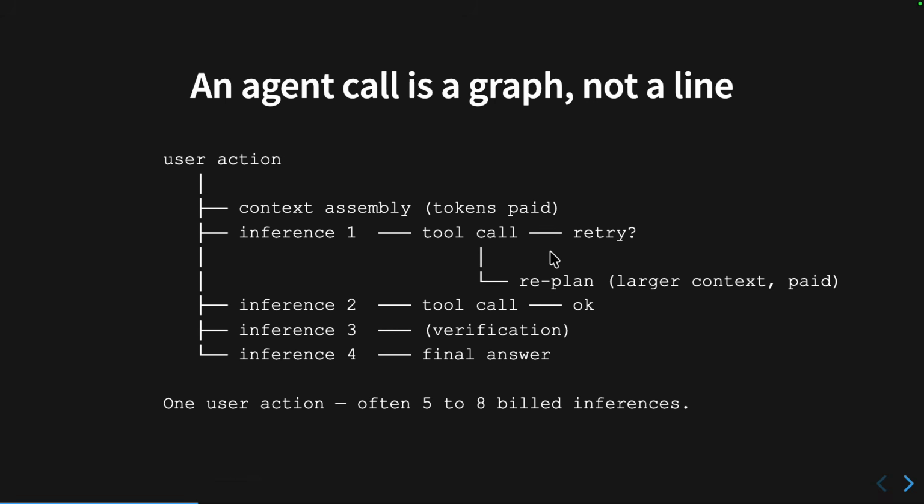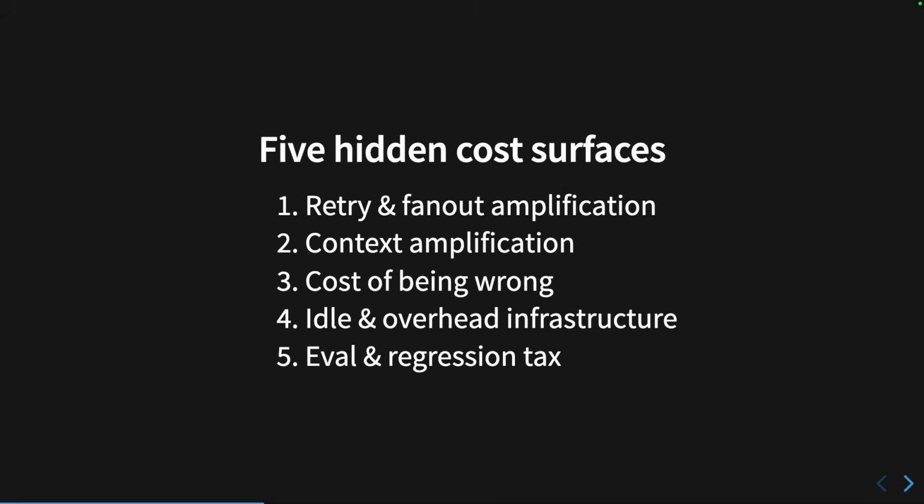Now, I want to name them precisely over here. These are the 5 hidden failure surfaces, guys. If you internalize these, you start architecting differently. You stop thinking in tokens and start thinking in cost per successful outcome, which is the unit that actually matters in an agentic AI system.